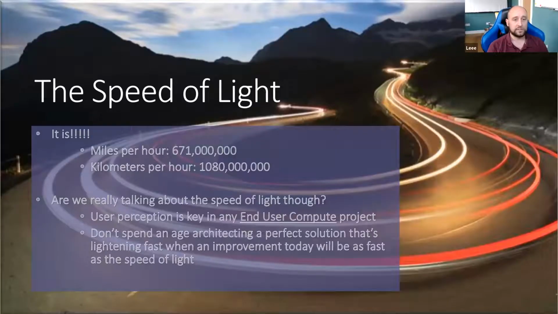So the speed of light. The speed of light is 1,080 million kilometers per hour. That's pretty fast, right? We're not really talking the speed of light though. You really won't be able to see this kind of speed. So the main point here is about user experience and user perception.